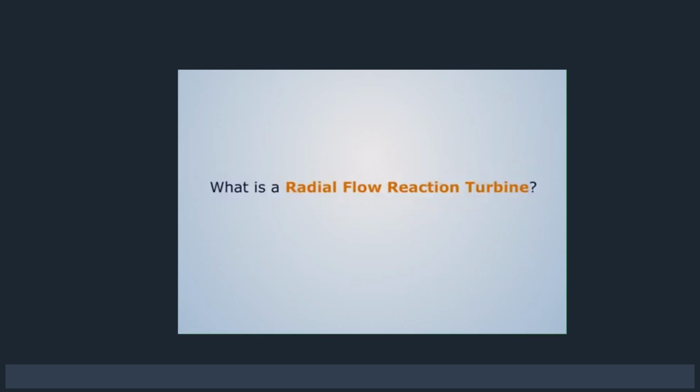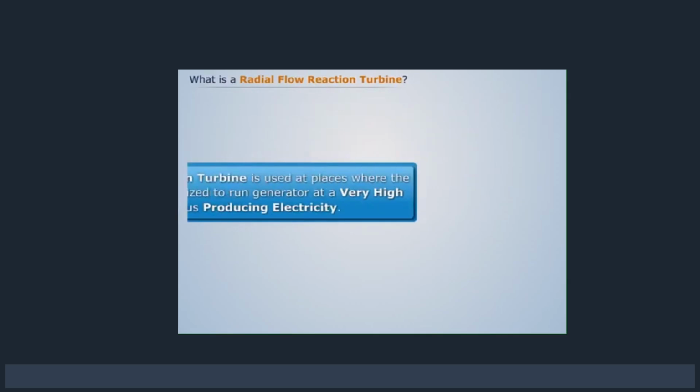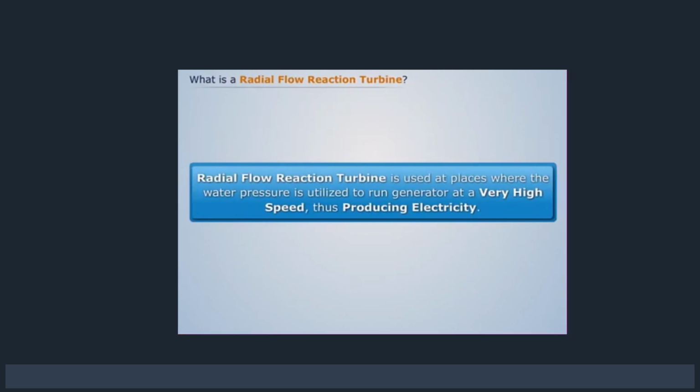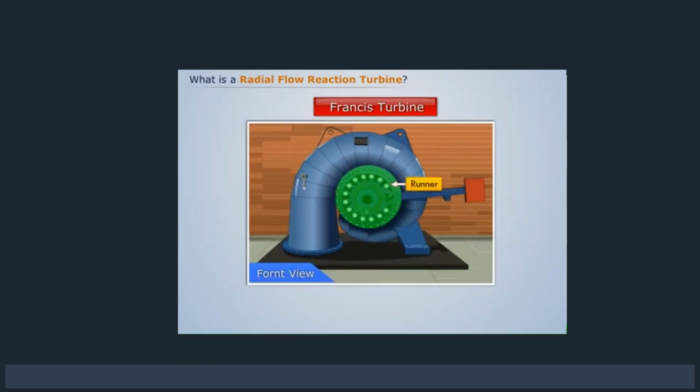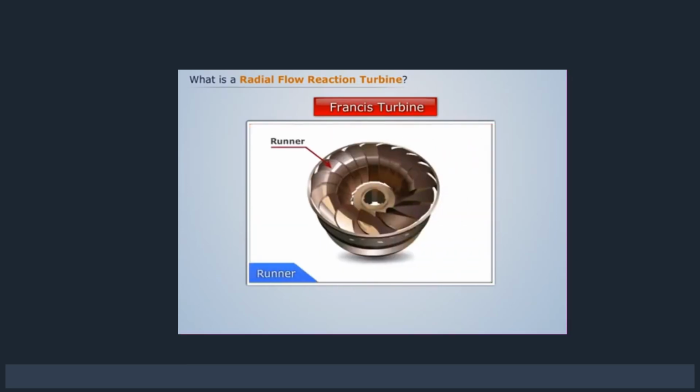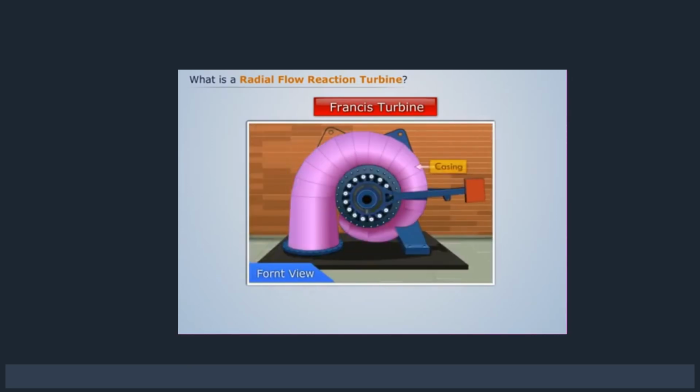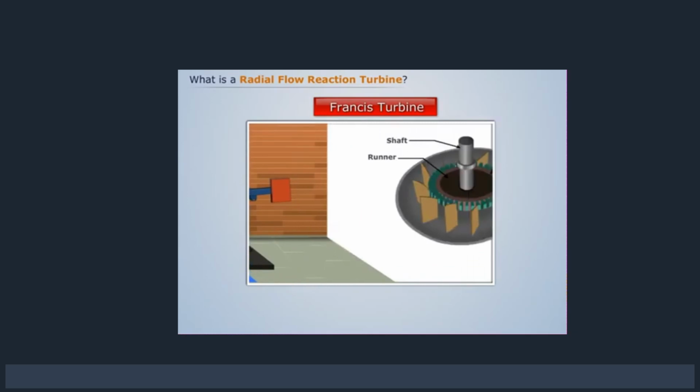What is a radial flow reaction turbine? Radial flow reaction turbine is used at places where the water pressure is utilized to run a generator at a very high speed, thus producing electricity. In a radial flow reaction turbine, water enters a spiral-shaped casing. This casing encloses the runner shown here. The water after passing through the casing flows through the runner in radial direction.